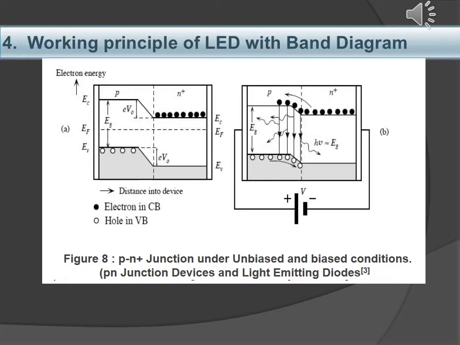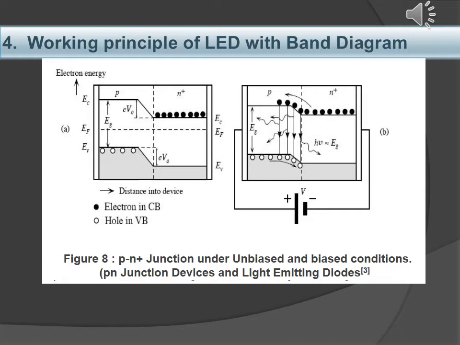Working principle of LED with Venn diagram. From figure 8, we can see the p-n junction under unbiased and biased condition. Now I can describe the situation in this figure. Under forward bias, majority carriers from both sides of the p-n junction are able to cross the depletion region.